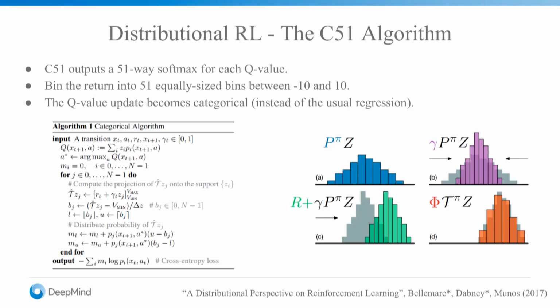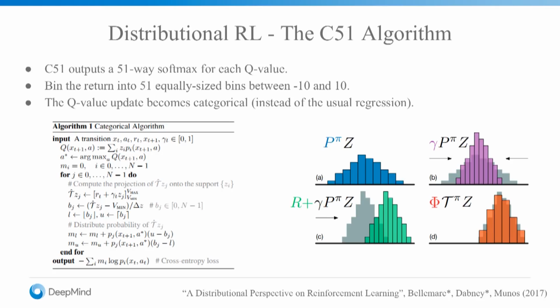So they came up with something they called C51. It's a specific instantiation of using this idea in a Q learning agent. The main change is that now, instead of outputting Q values for each of the actions, your network will output a full distribution for each action. So it will output the distribution of the Q value for each action. So how can you do this?